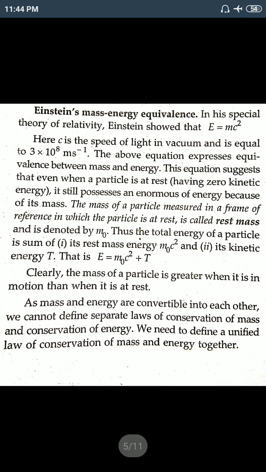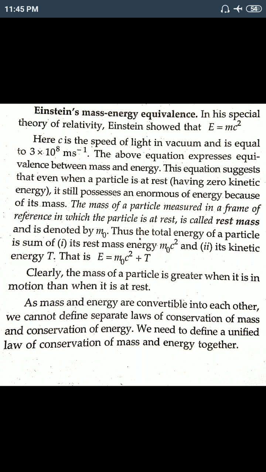Now, Einstein's mass energy equivalence. We know this very famous equation, E equals mc squared. c is the speed of light in vacuum. Its value is 3 into 10 to the power 8 meter per second. This equation expresses the equivalence between mass and energy. We know that it is a very important equation.